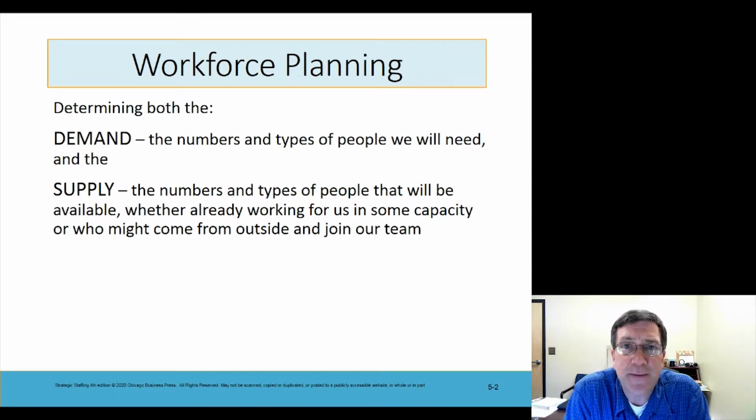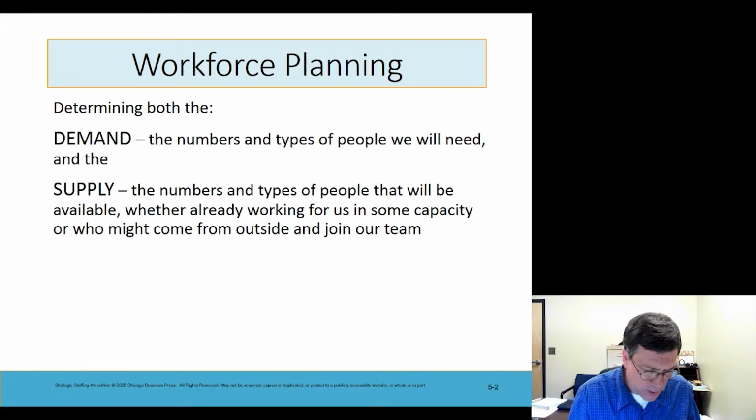The supply is how many people are going to be available to fill that need. So the numbers of people and the types of people that are going to be available. Some of those people are going to already be working for us, and some are going to come from outside the organization and join our team.